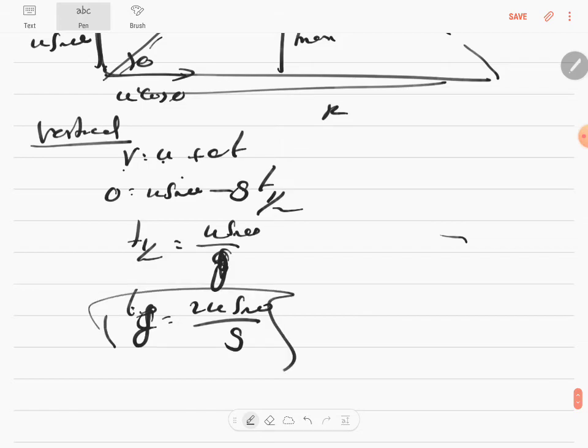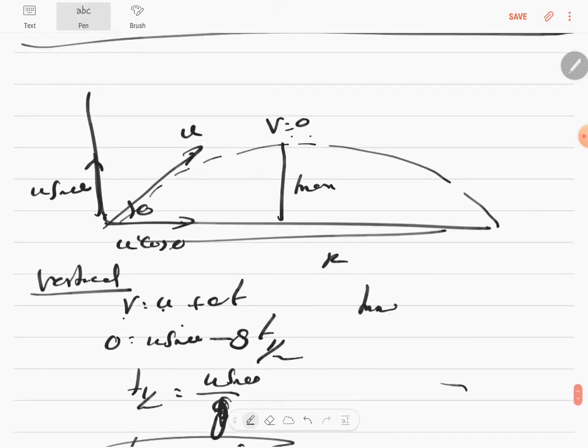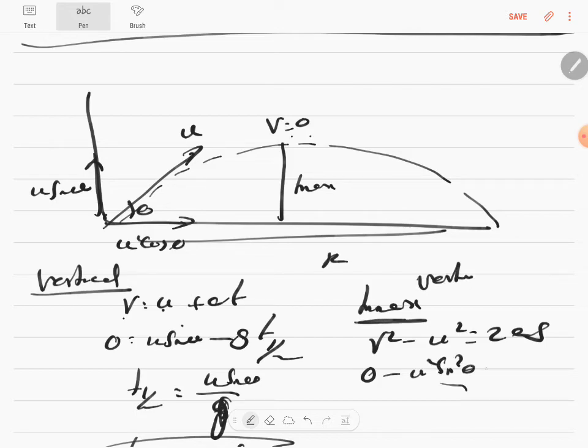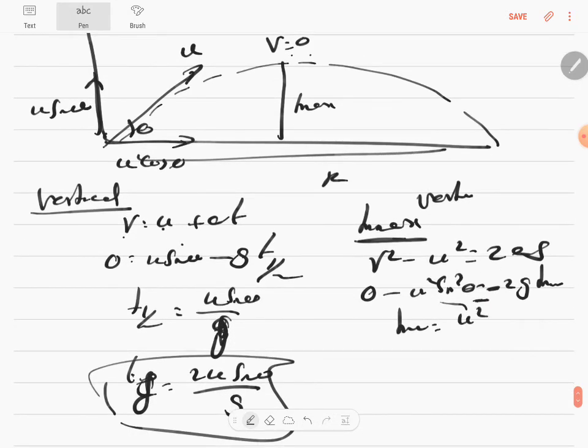Done. Then height maximum. I told you to use the formula v square minus u square is equal to 2as, where velocity is 0. When I write height maximum, it means vertical. So 0 is u square sin square theta minus 2g into h maximum. The h maximum therefore is equal to, minus gets cancelled, u square sin square theta by 2g.